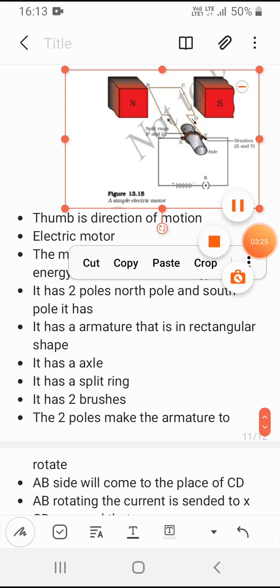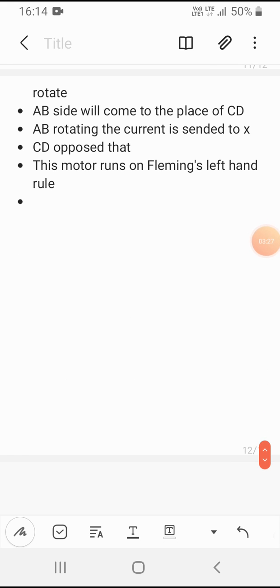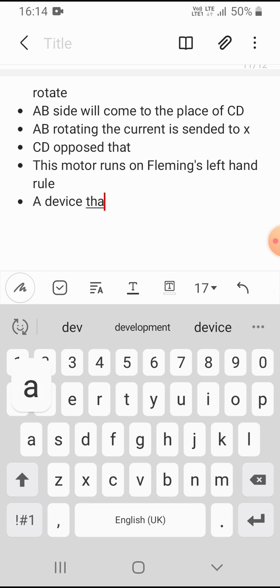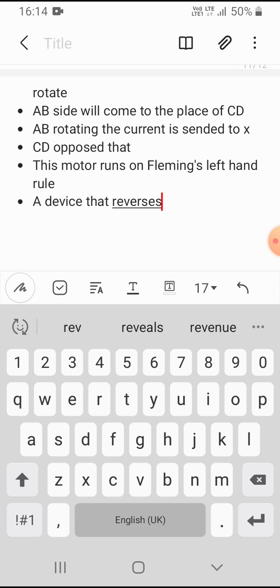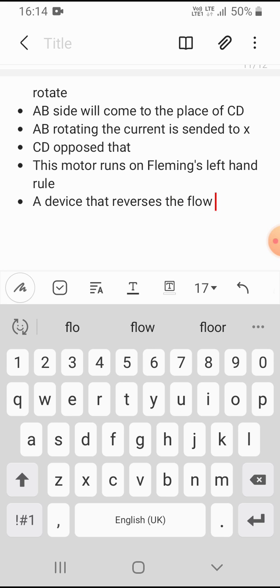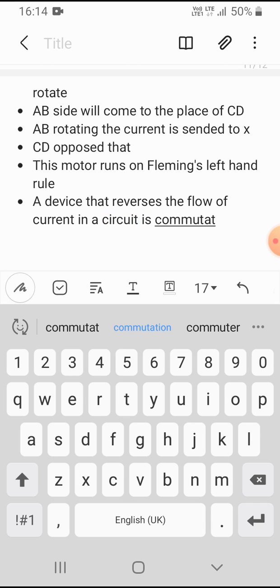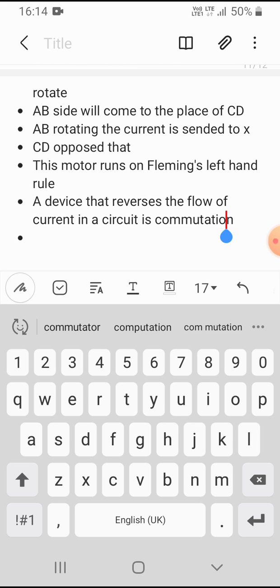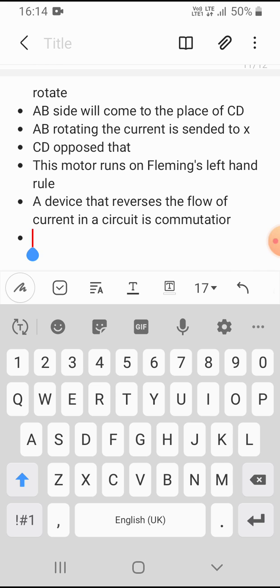See here correctly: a device that reverses the flow of current in a circuit is a commutator. They may ask this for 1 mark. Commutator, it reverses.